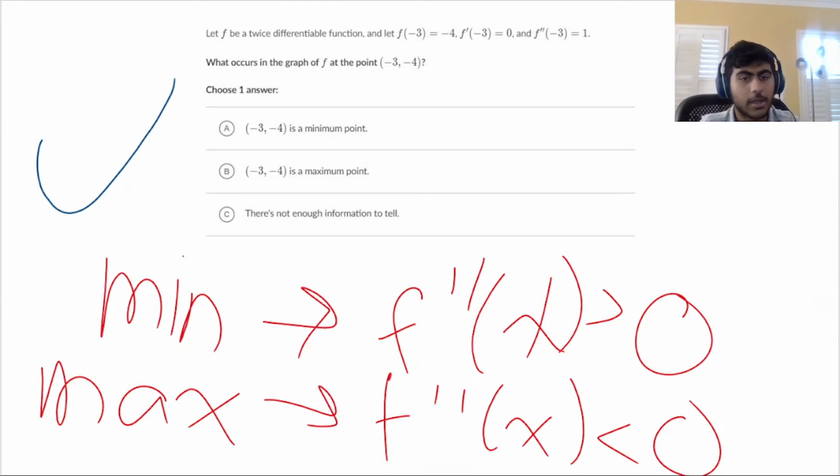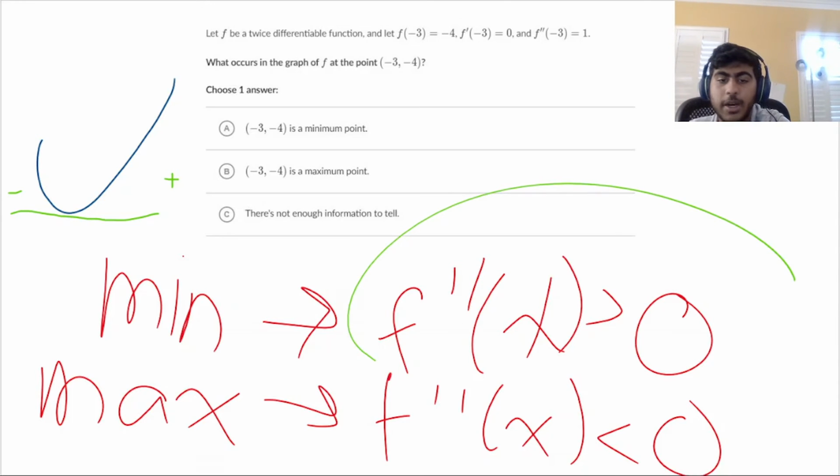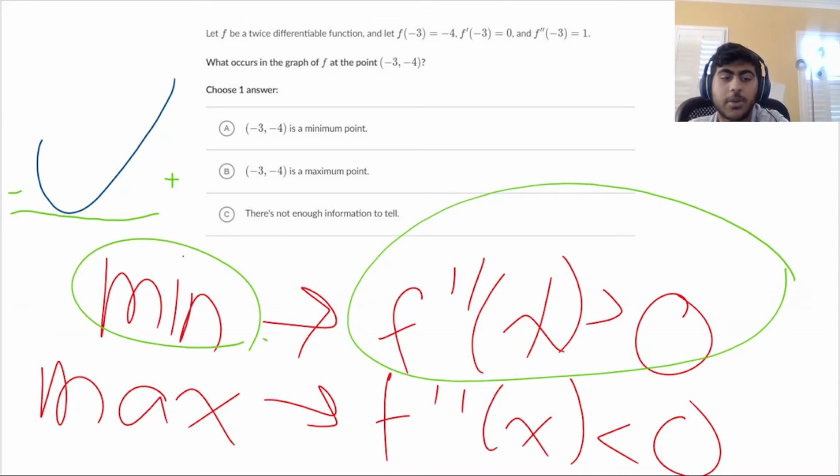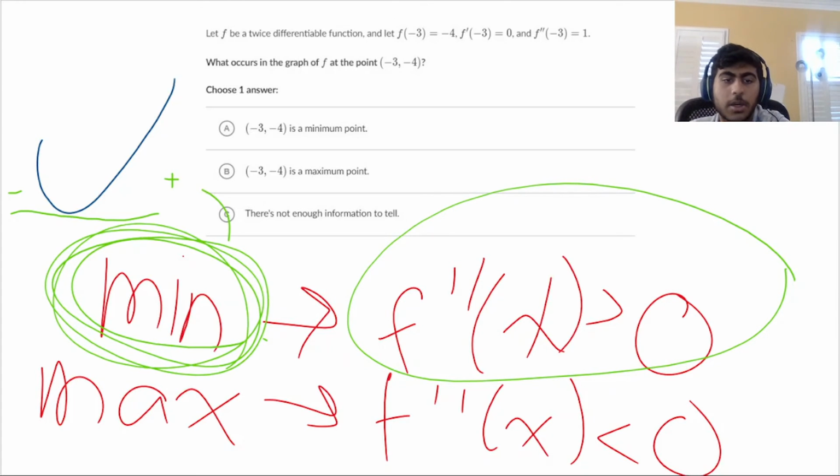Right, so here, at this point, we have a critical point. Here we have a negative, here we have a positive. So essentially, we're going from negative to 0 to positive. So the derivative is increasing, so the second derivative is positive. If the second derivative is positive, we go from minus to plus for the first derivative, so you end up here with a minimum because of what's going on right here.